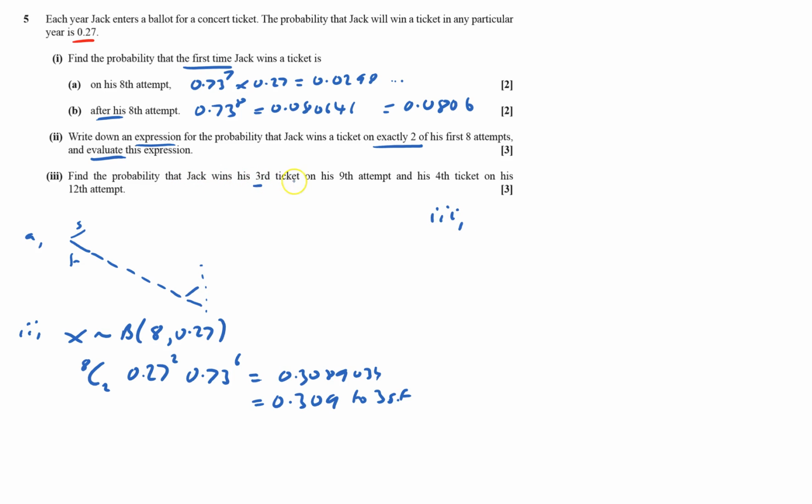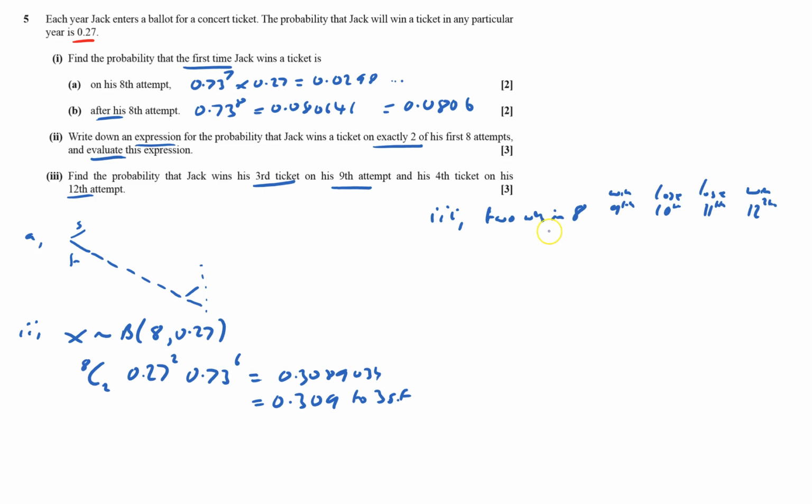Find the probability he wins his 3rd ticket on his 9th attempt and his 4th ticket on his 12th attempt. Well, actually, they've helped me through this quite a lot. So he'll have to have had 2 tickets. So he's got to have had 2 wins in 8, and then win the 9th, and then lose the 10th, lose the 11th, and win the 12th.